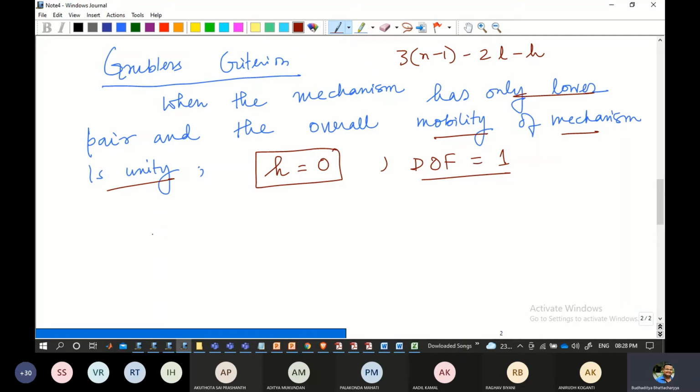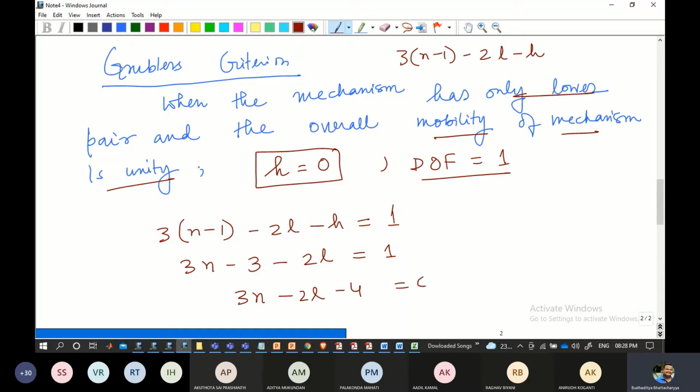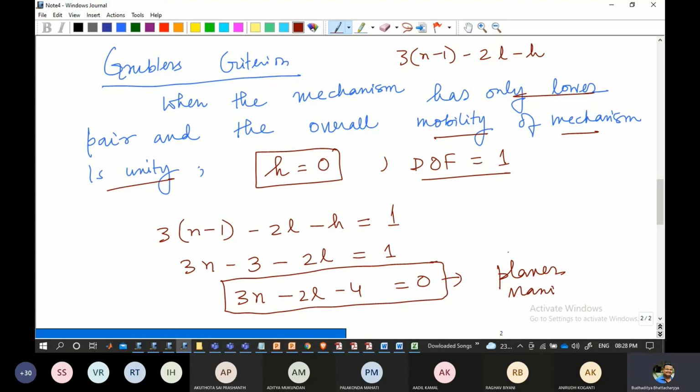So in that case, what will happen? You can just check the equation 3 into n minus 1 minus 2l minus h is equal to 1. Now h is equal to 0. So what we can say, 3n minus 3 minus 2l is equal to 1, or 3n minus 2l minus 4 is equal to 0. Exactly this equation that you are referring to is called the planar manipulator or Grubler's planar manipulator equation.